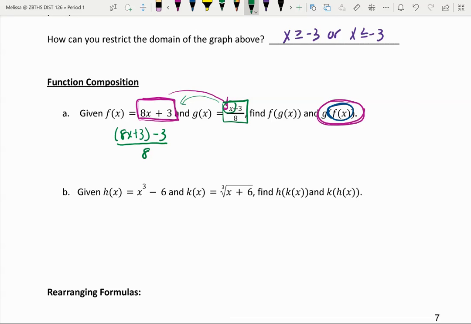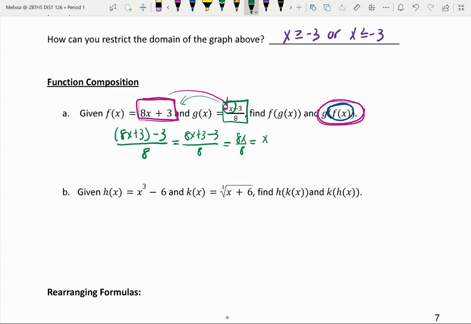And then I'm just going to simplify. Okay, use your order of operations. So this becomes (8x plus 3 minus 3) over 8. 3 minus 3 cancels, so now I have 8x over 8. The 8s simplify to 1, and I'm left with just x, which is exactly what I want. Okay, now we're going to do it going the other way.